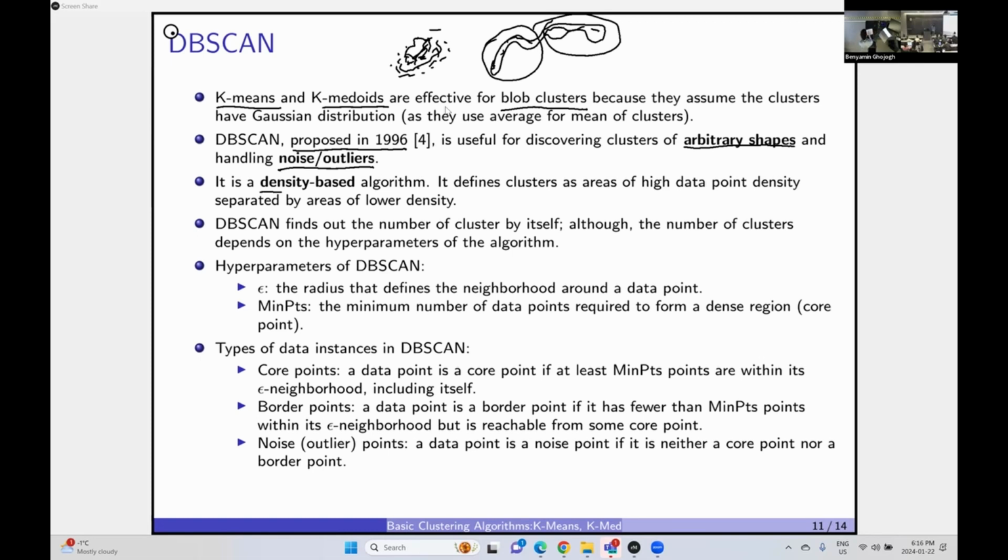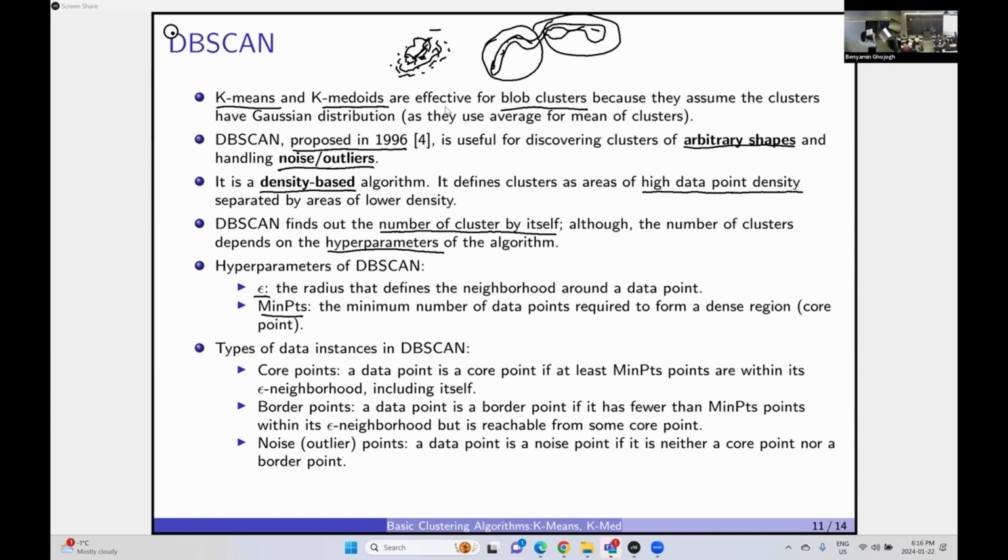It is a density-based algorithm. It defines clusters as areas of high data point density, separated by areas of low density. So between clusters, we have low density, right? DBSCAN finds out the number of clusters by itself. That's interesting. Although the number of clusters depends on the hyperparameters. It doesn't have any hyperparameter explicitly for the number of clusters, such as K-means, but it has some hyperparameters which impact the number of clusters. The hyperparameters are epsilon and min points.